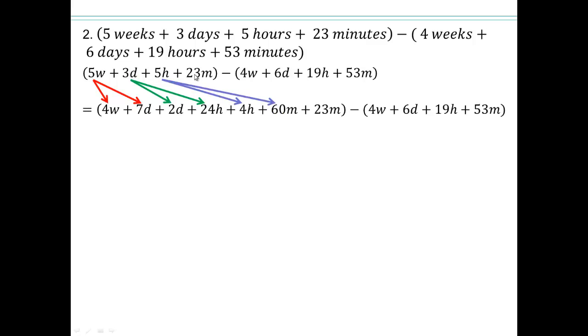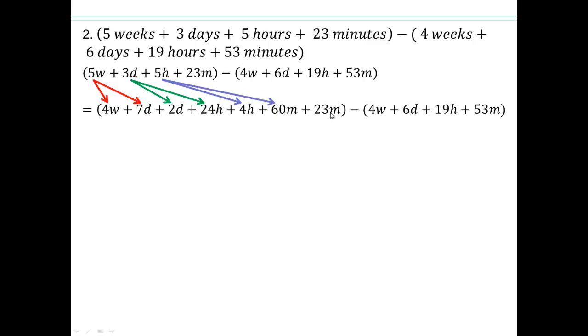Let's say I have 5 weeks, 3 days, 5 hours, 23 minutes that I'm waiting for some event to take place. And I'm doing a countdown. I've already waited 4 weeks, 6 days, 19 hours, 53 minutes. I want to know how long I have to wait still. So instead of having to write week, days, hours, minutes in words like that, I'm going to use variables. So 5 weeks, 3 days, 5 hours, 23 minutes. Take away 53 minutes from 23 minutes. We can't do that. There's not enough minutes. But I can borrow an hour from the 5 hours, make that a 4 hours and 60 minutes. Then I'll have enough minutes to subtract. So let's do that with all 3 of these quantities and see what happens.